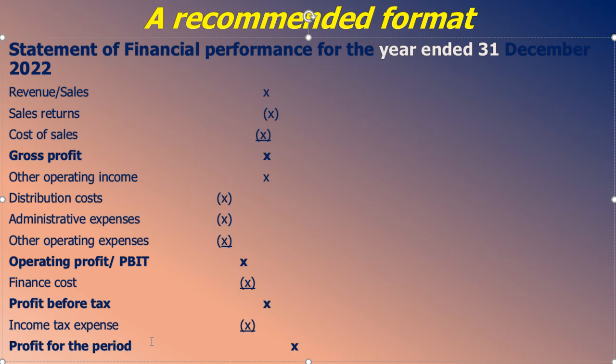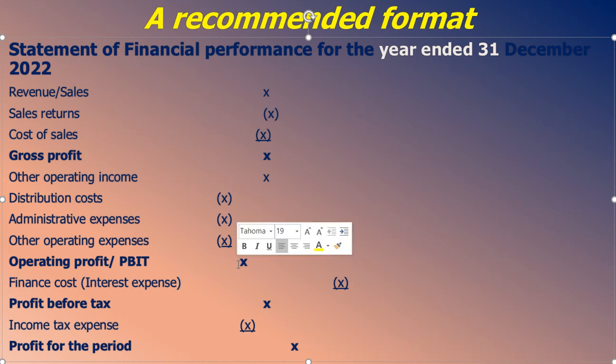Then on that we raise finance cost. Finance cost, members, those who are watching the video, finance cost is also referred to as interest expense. So if you have interest expense, you raise it there for the operating profit. Automatically, after raising the interest cost or the finance cost, you get what we call the profit before tax.